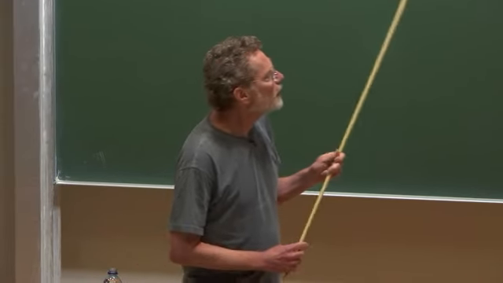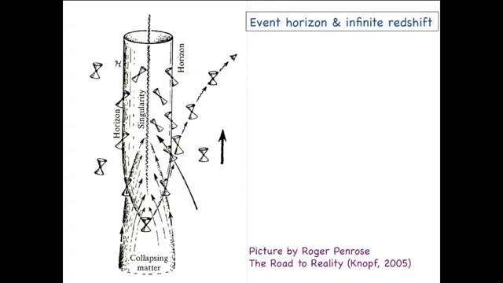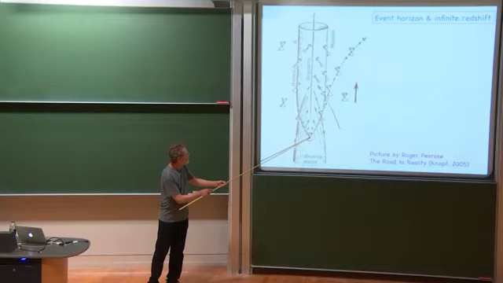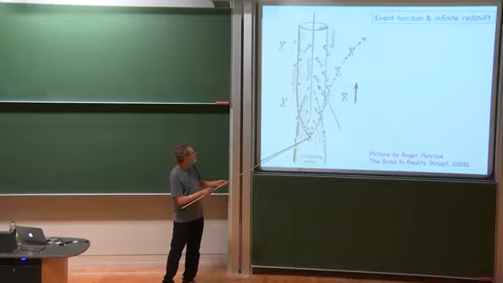So what is this Hawking effect? Here's a picture that I like, from Roger Penrose's hand: a space-time diagram of the collapse of matter to form a black hole. Here's the matter. Here's the last light cone that's not trapped.